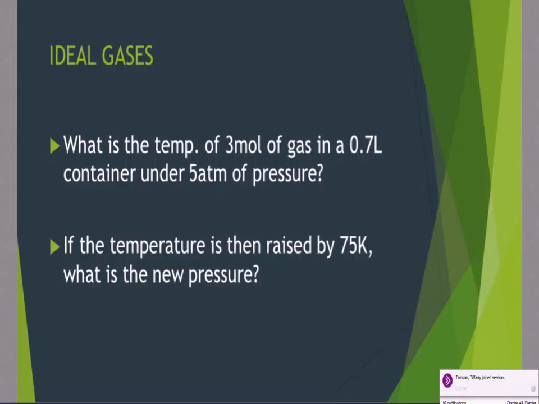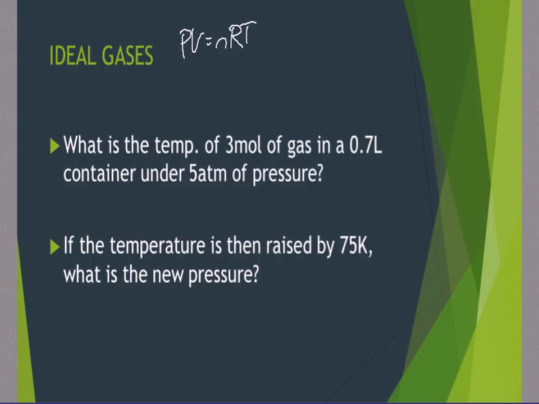So what's the basic equation that we use for ideal gases? Yeah, PV equals nRT. So P stands for what? Pressure.